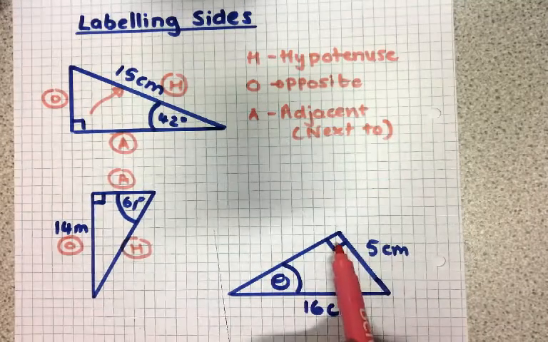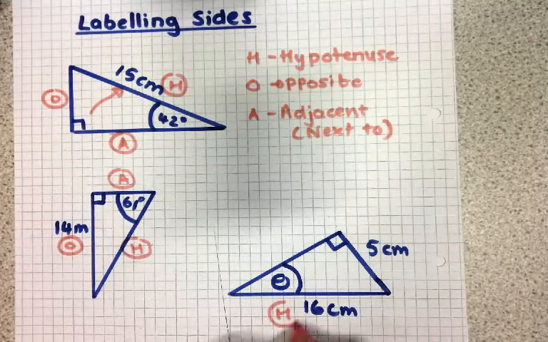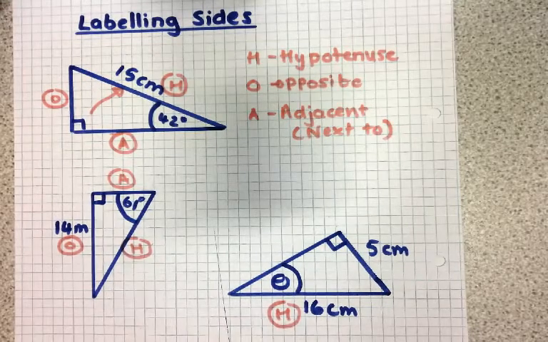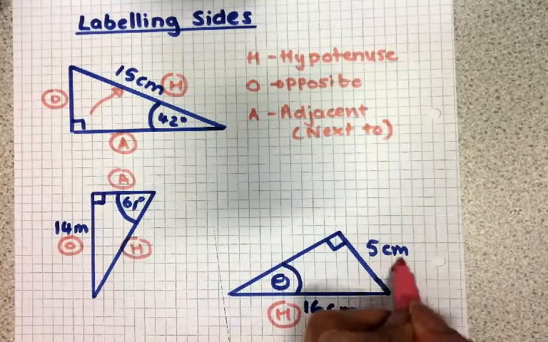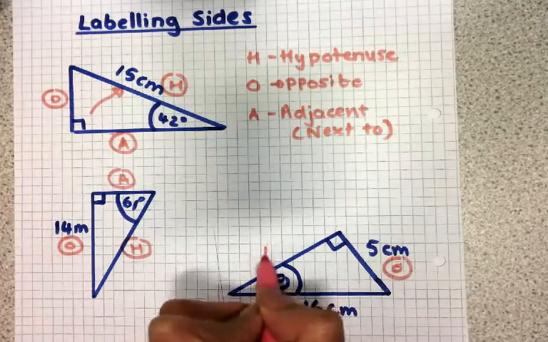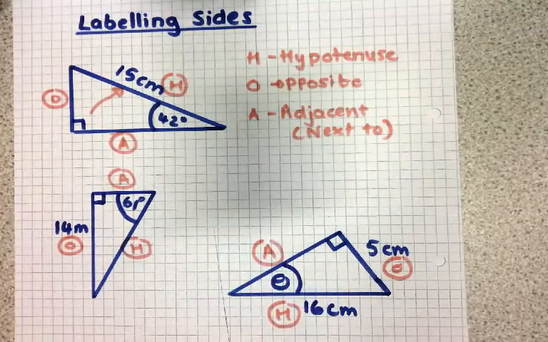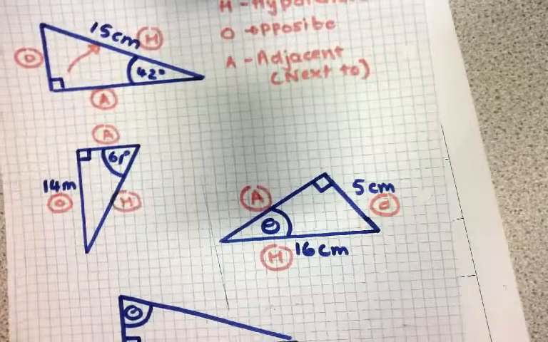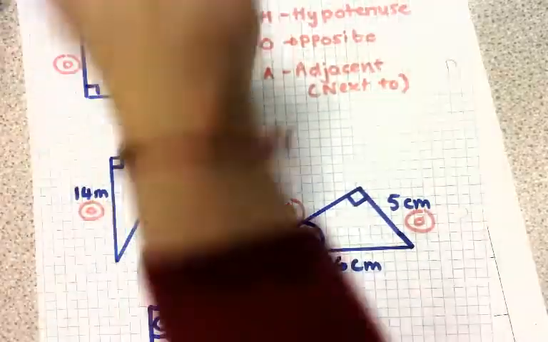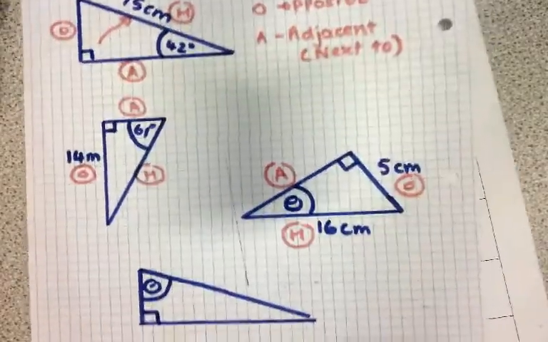There's the right angle, so this is the hypotenuse. I personally always start off with the hypotenuse, the longest side of the right angle triangle. Looking at this angle, the 5 is opposite, and this one's next to it, it's adjacent. And then this one has no lengths given, but we can still label it.